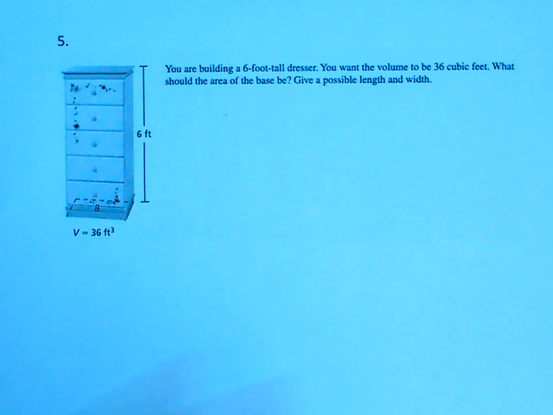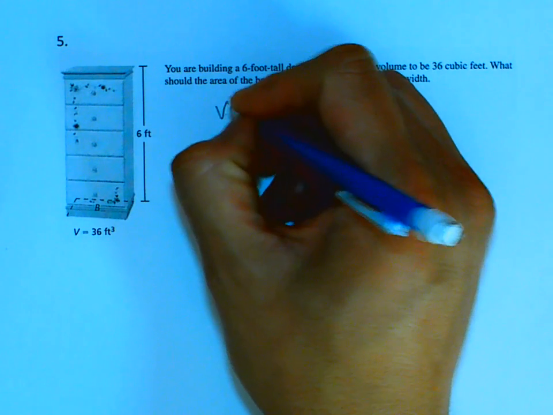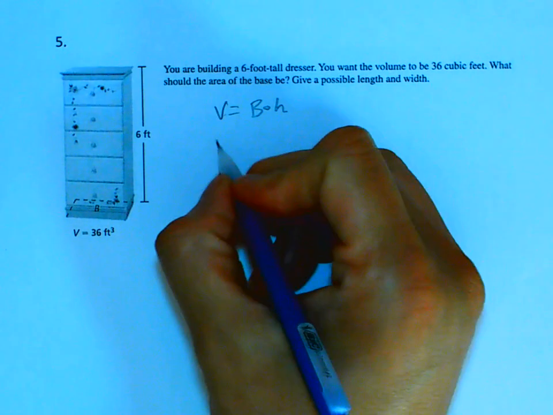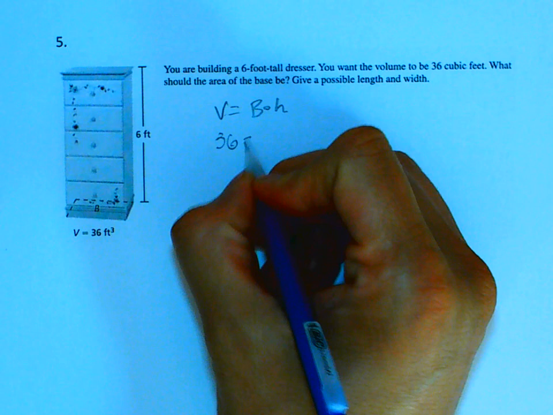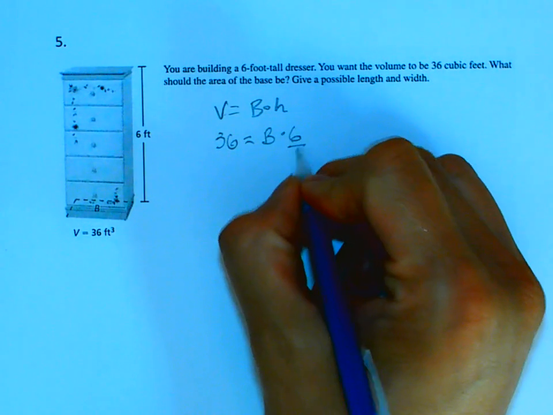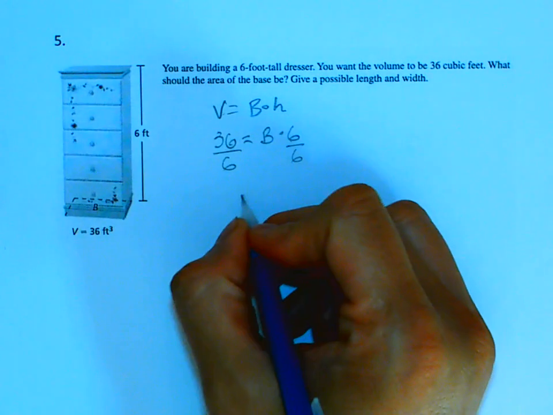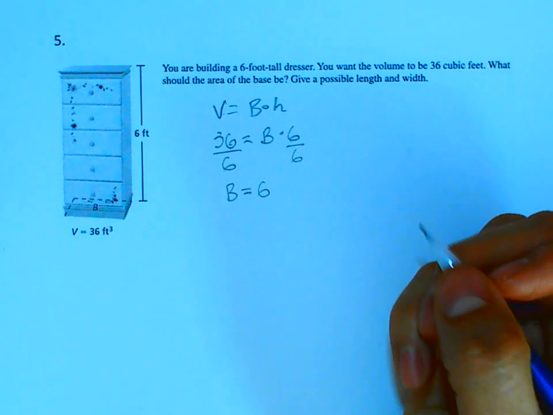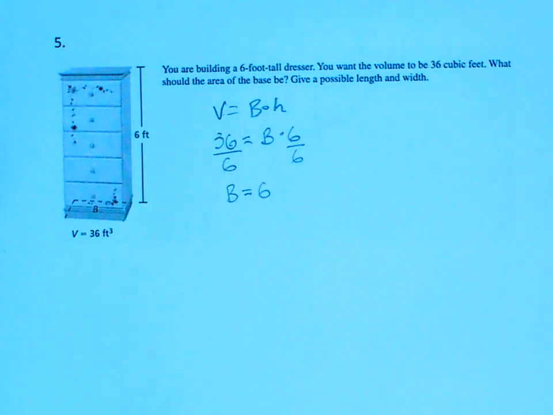Example 5. You are building a 6-foot tall dresser. You want the volume to be 36 cubic feet. What should the area of the base be? And give possible lengths and widths. So we know that the volume is equal to the area of the base times the height. Now we don't know what dimensions the base is going to be, but we do know that the volume is going to be 36 and the height is going to be 6. If you solve for the area of the base, that's going to give you 6. So it is rectangular or maybe square, who knows.